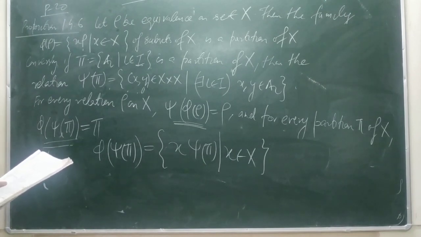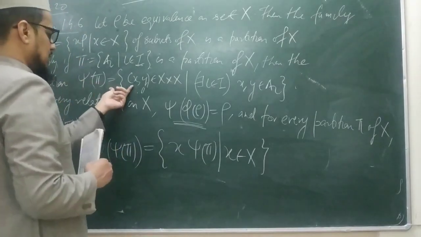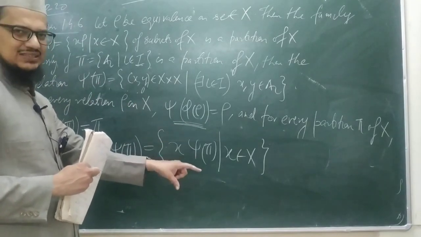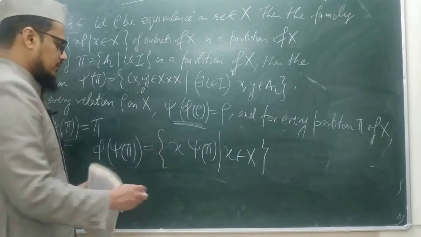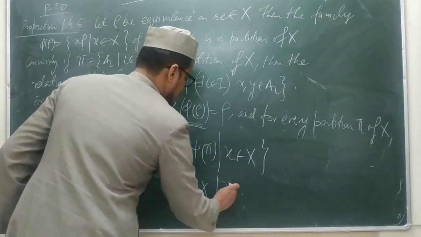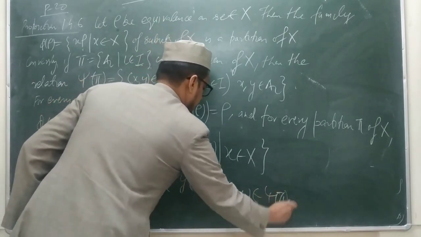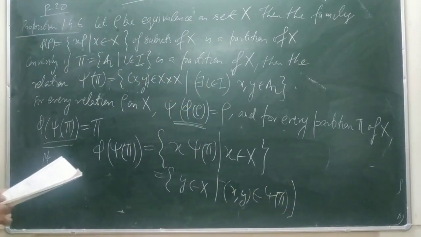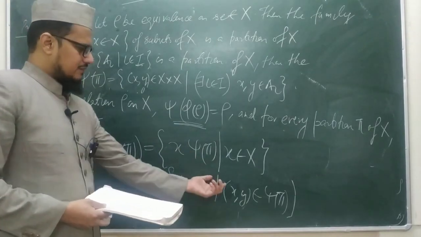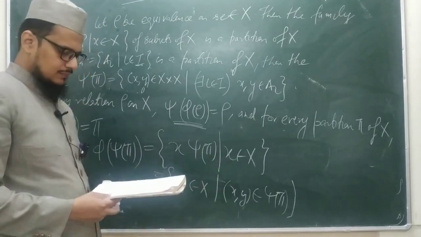You know that psi of pi is what? Equivalence relation. So what is the value of [x]_psi(pi)? Psi of pi is an equivalence relation. So [x]_psi(pi) contains what type of elements? It contains those elements y belonging to X such that (x, y) belongs to psi of pi. You write just like this. [x]_psi(pi) contains those elements of X such that when x and y are related to each other, (x, y) belongs to psi of pi, correct?